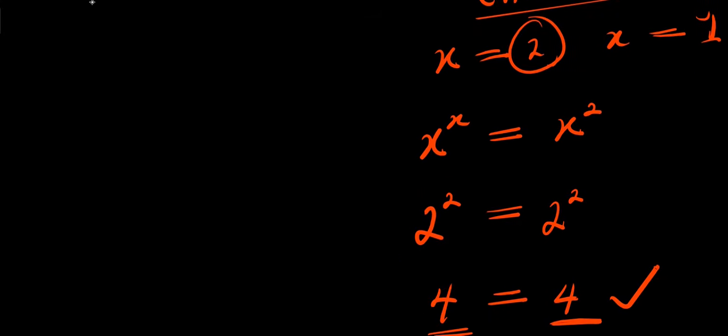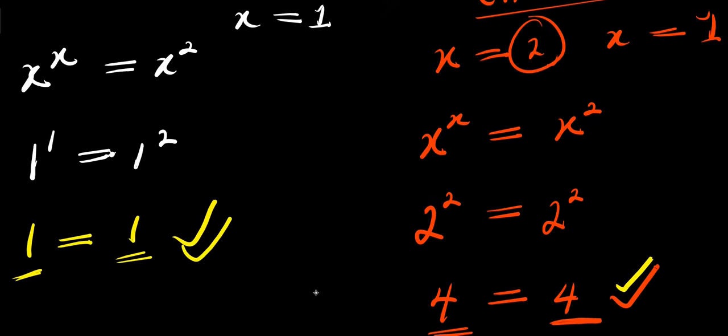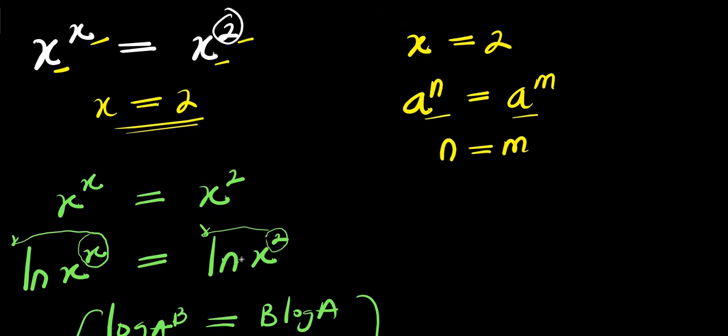So let's consider when x equals 1. We have x power x equals x power 2. X equals 1, so I will insert 1 for x. I have 1 power 1 equals 1 power 2. Now 1 power 1 is 1, equals 1 power 2. If you have 1 raised to the power of any number, you are going to have 1. So this is 1. Both sides here are the same, which shows that the solutions are obviously very correct. So guys, this is how you can solve this exponential equation.